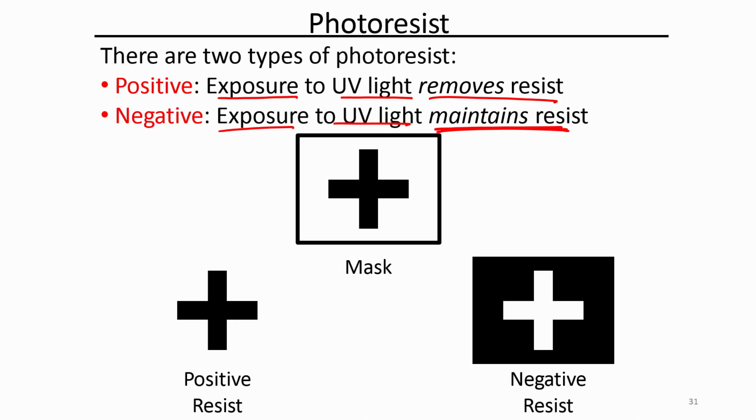So, this is a case that if you have a mask, then if I use positive photoresist, I will obtain this pattern. If I use negative photoresist, I will obtain this particular fashion if I use the mask which is shown in the schematic here.